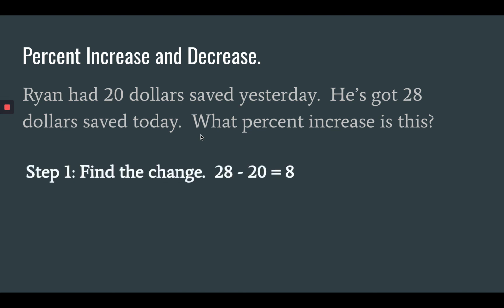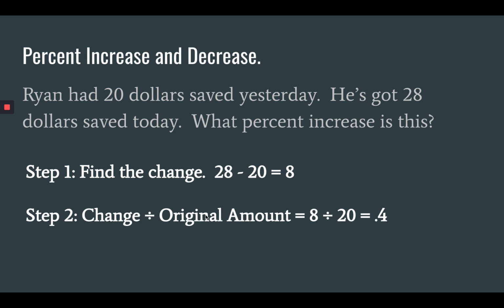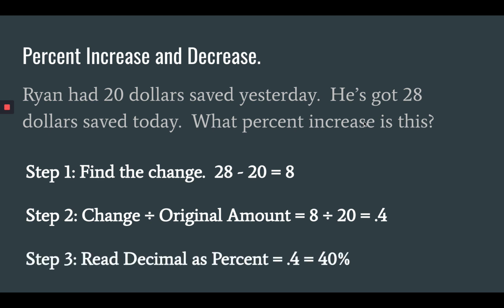So to remind you, the way you do this one is you find the amount of difference between the two numbers, the change. So it went from $20 to $28. That represents a change of $8. And then it's change divided by original amount. So you're finding a percent, and you can think of it as part divided by whole, but in this case it's change, 8, divided by the original amount. So 8 divided by 20 gives you 0.4, and that equals 40%.